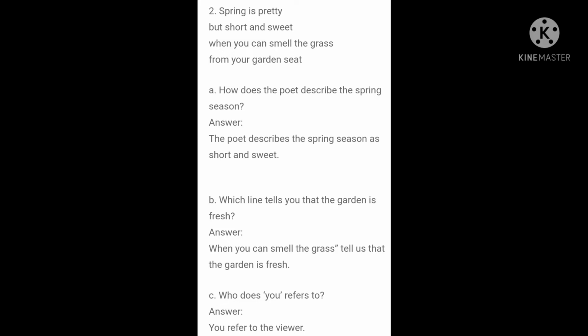Question 2. Spring is pretty but short and sweet when you can smell the grass from your garden seat. Question A. How does the poet describe the spring season? The poet describes the spring season as short and sweet. B. Which line tells you that the garden is fresh? Answer: when you can smell the grass tells us that the garden is fresh. C. Who does you refer to? Answer: you refers to the viewer.